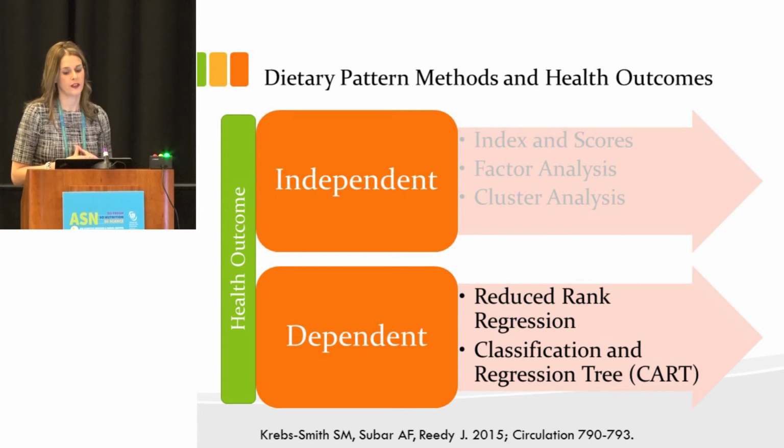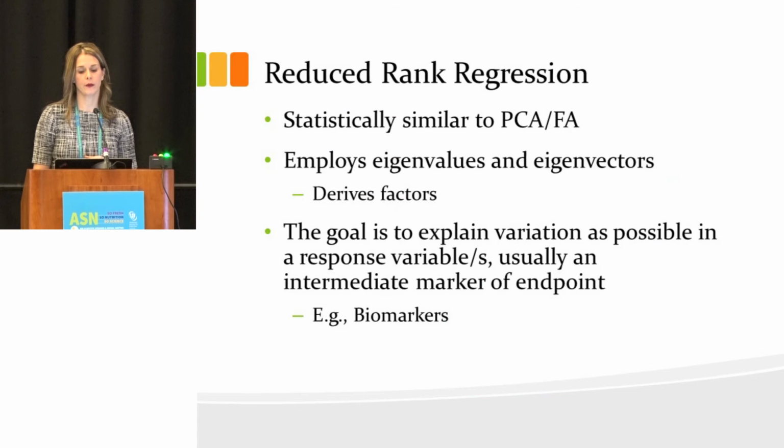because we haven't done a lot of work in the nutrition field with these 2. The first is reduced rank regression. It's very similar to cluster or factor analysis in that it employs those eigenvalues and eigenvectors to determine the factors. But in reduced rank regression, we were looking at a surrogate endpoint, a surrogate marker for an endpoint. And using that, we want to explain as much variation in that. So usually a biomarker or something like that.